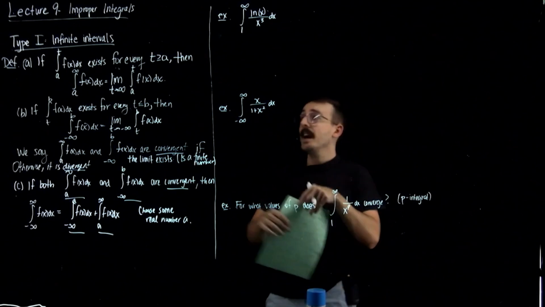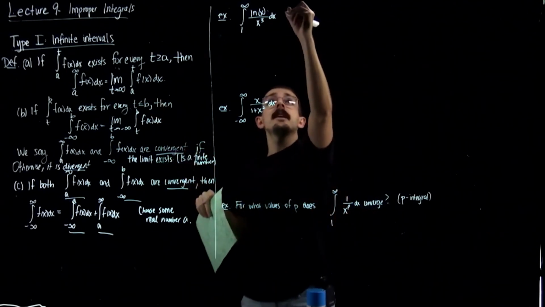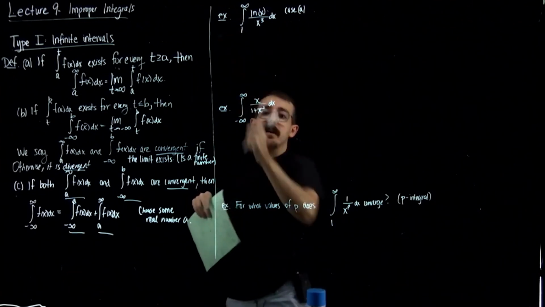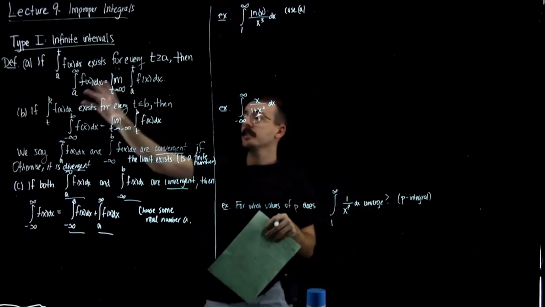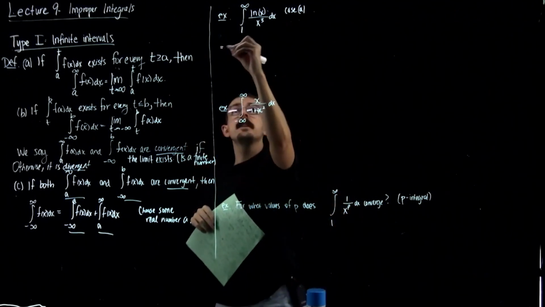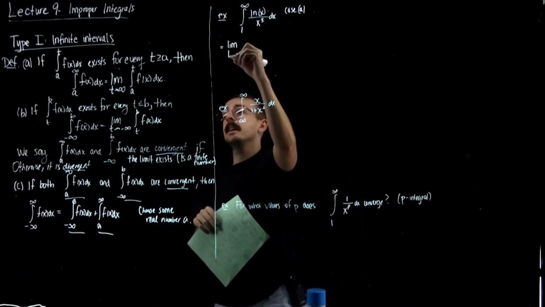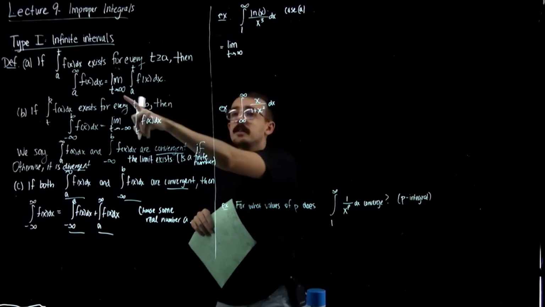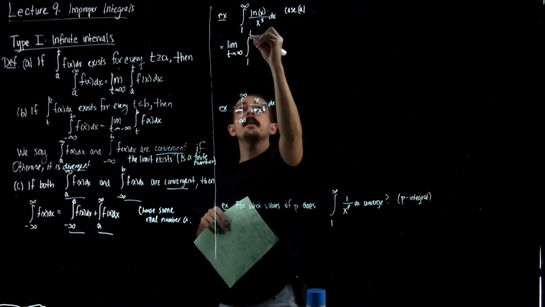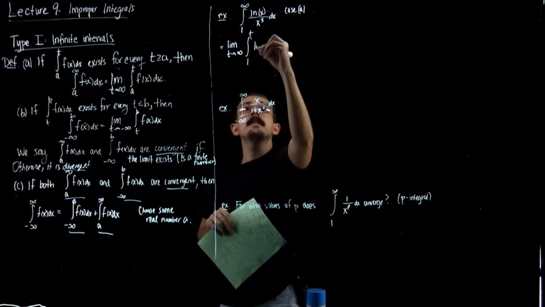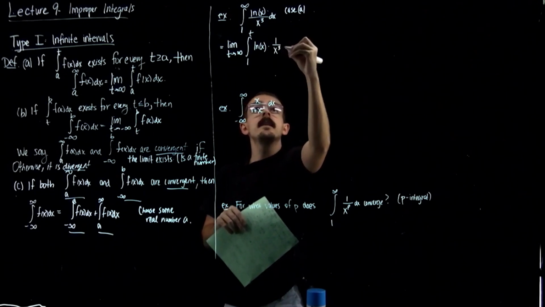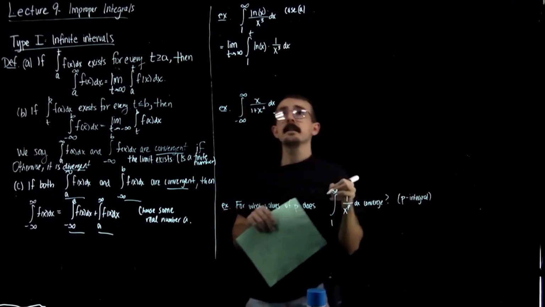So let's take a look at this first example right here. So notice that this is actually case A from over there. And what I mean by that is that it's the upper bound that's going to infinity. So that falls under case A. So the way I write this using the definition is I say this is equal to the limit as t goes to infinity. So I'm just reading this over here. And then a this time is 1. And it goes from 1 to t. And my f of x is ln of x times 1 over x cubed dx.